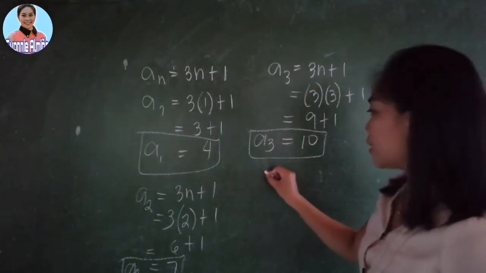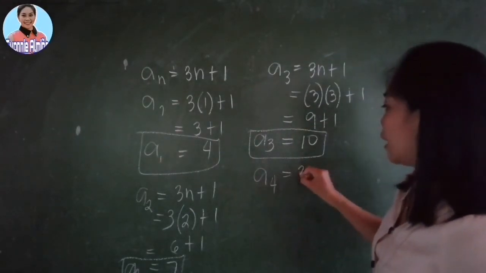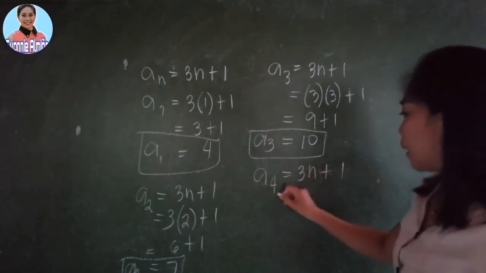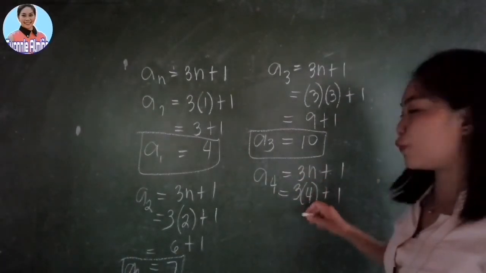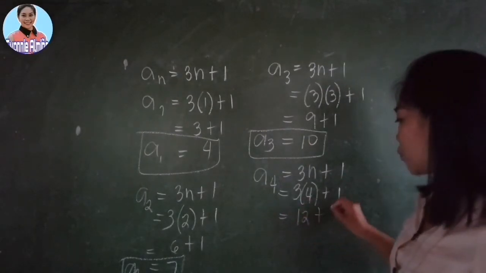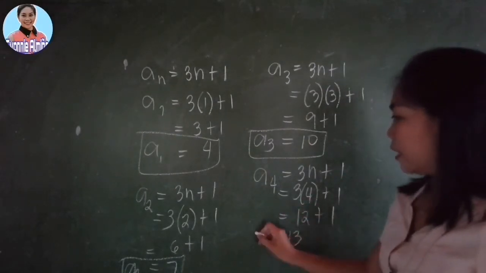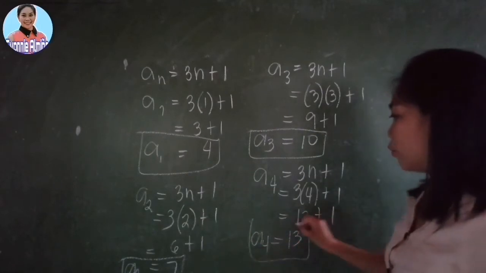Then the next one is a sub 4. So now, let's substitute n again by 4. So you have 3 multiplied by 4, you have 12. Plus 1, you have 13. Therefore, a sub 4 is equal to 13.